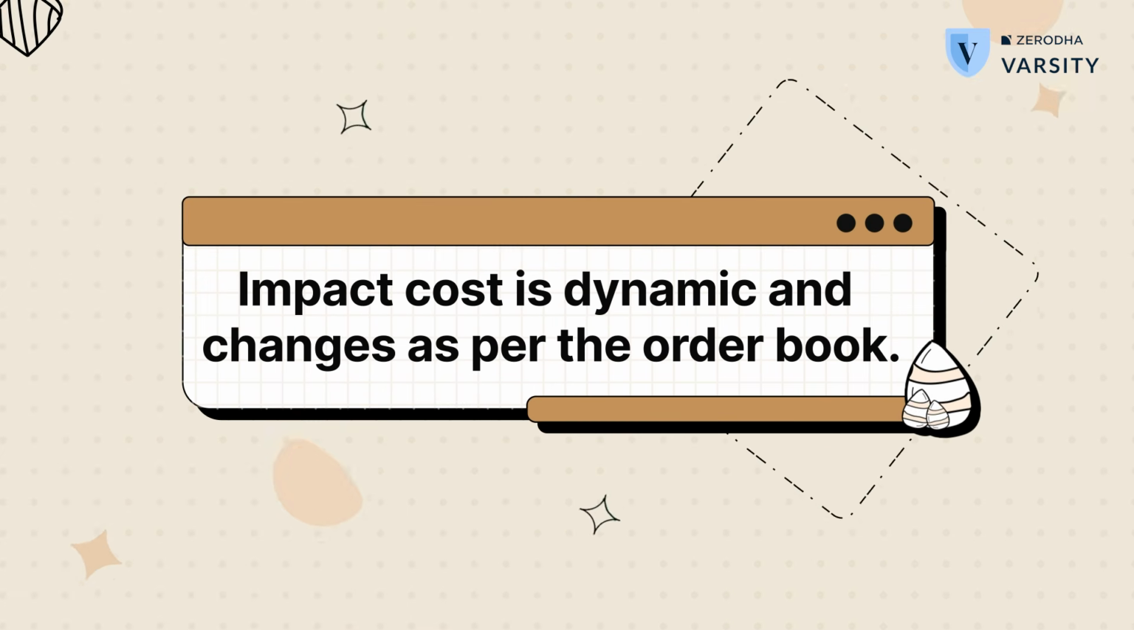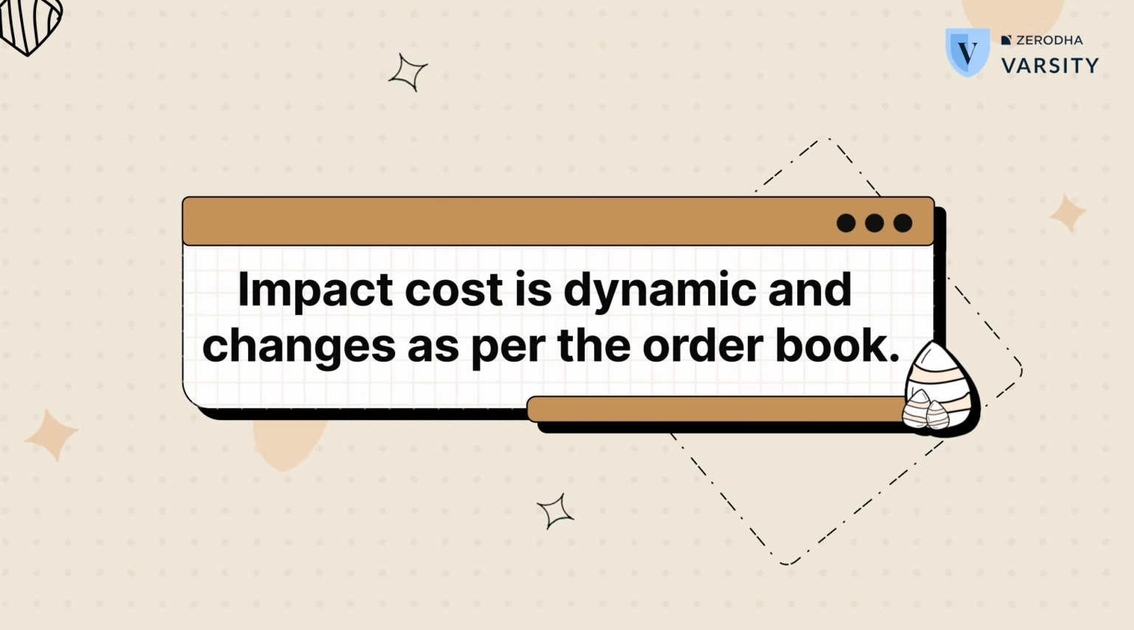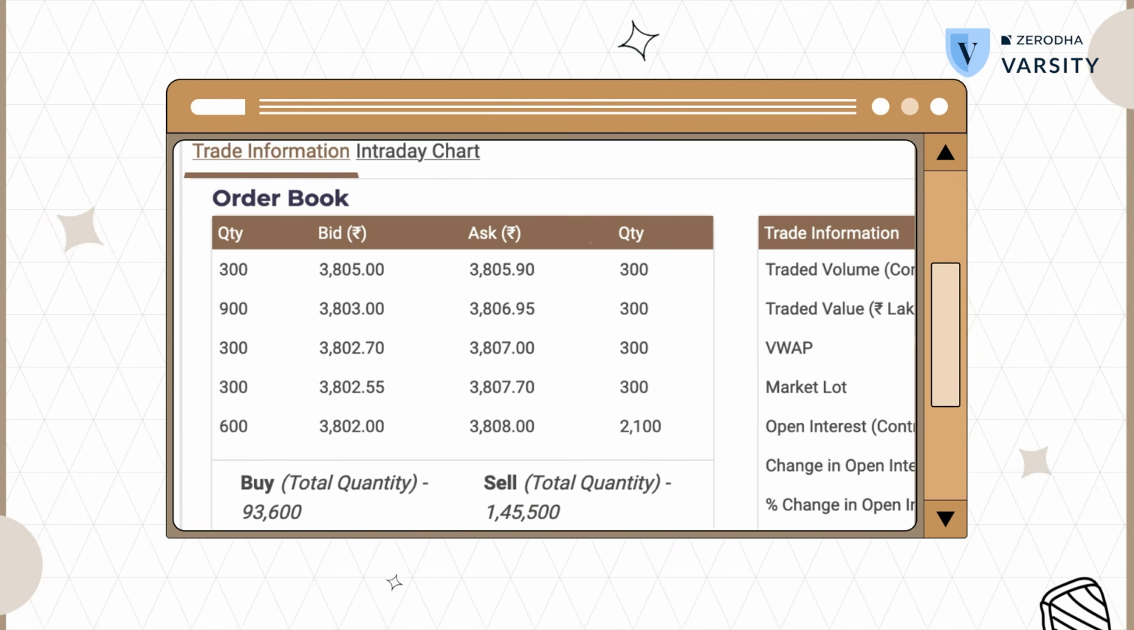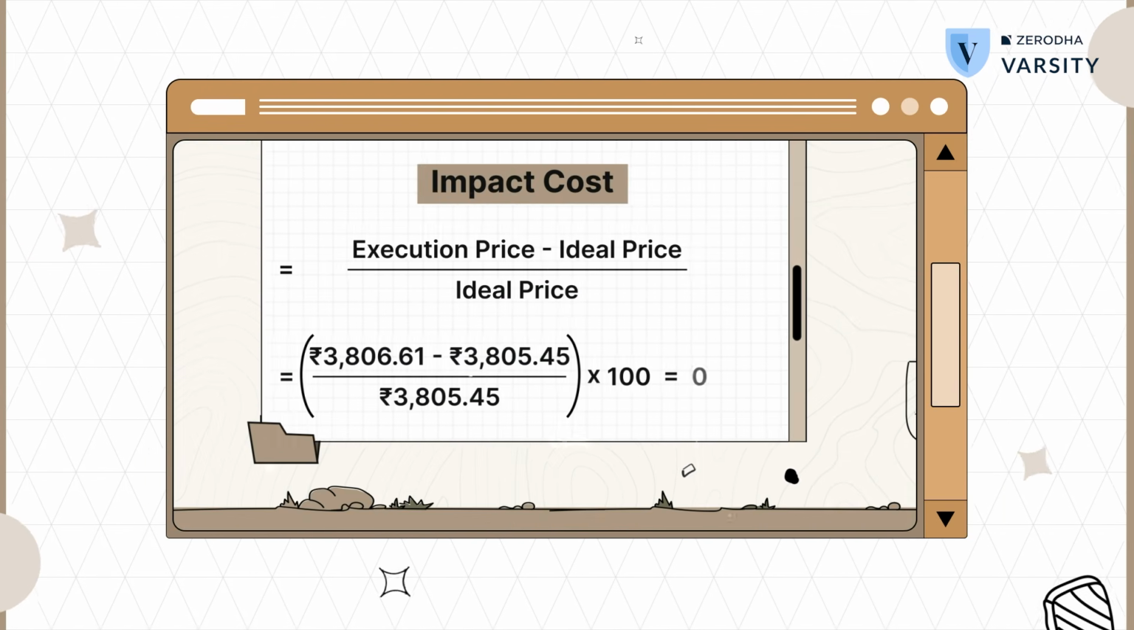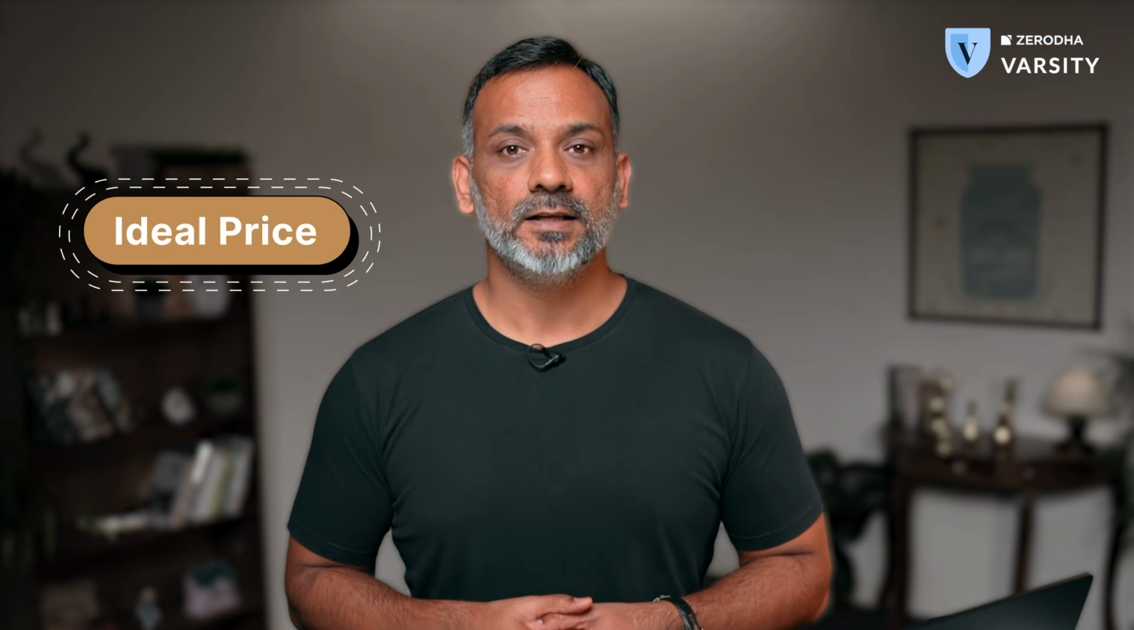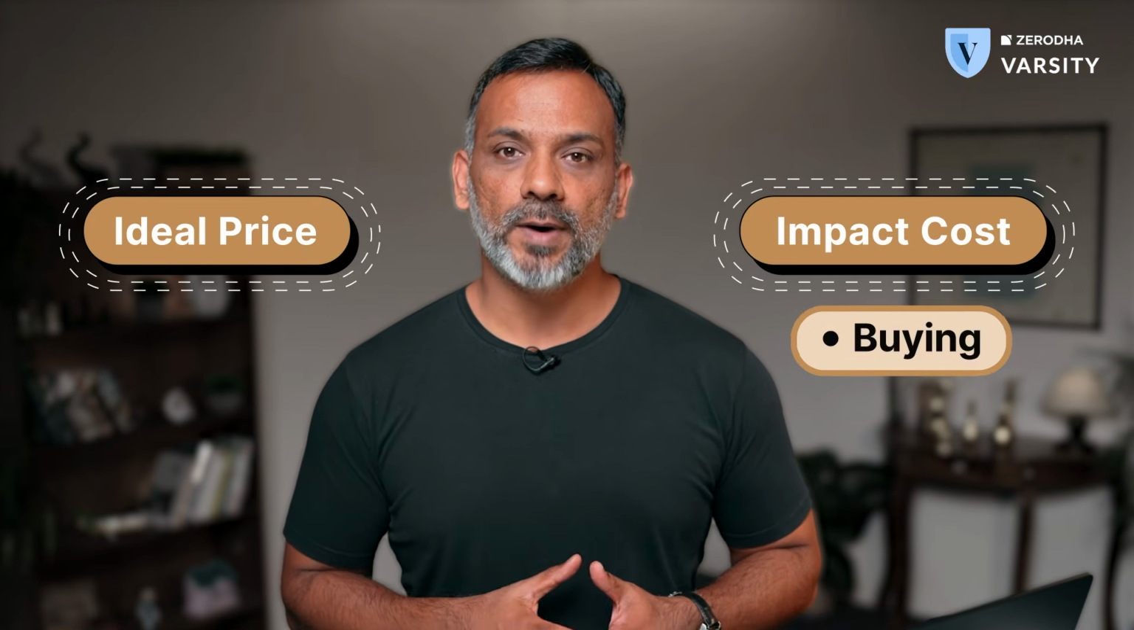Anyway, going back to impact cost, there are a few things that you should know. Impact cost is dynamic and changes as per the order book. In our example, we considered a situation where we wanted to buy the stock and measured the impact cost for the buy position. Likewise, we can do similar math to find out the impact cost for the sell position. While there is one ideal price, there are 2 impact costs, one for buying, one for selling. Impact cost also depends on the quantity you wish to trade.